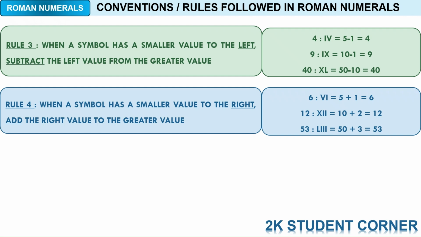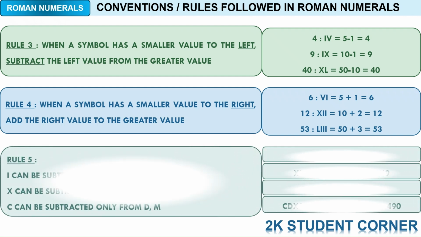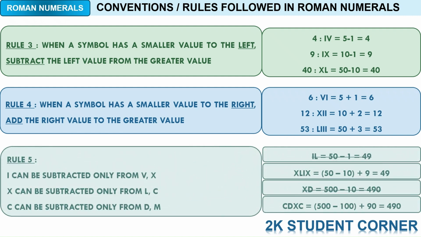Fifth one. It is not possible to subtract I, X, C from any symbol. I can be subtracted only from V, X, that is, the next two symbols. 49 cannot be represented by subtracting 1 from 50. It should be 50 minus 10 plus 9. That is, subtract X from L. Do not subtract I from L.